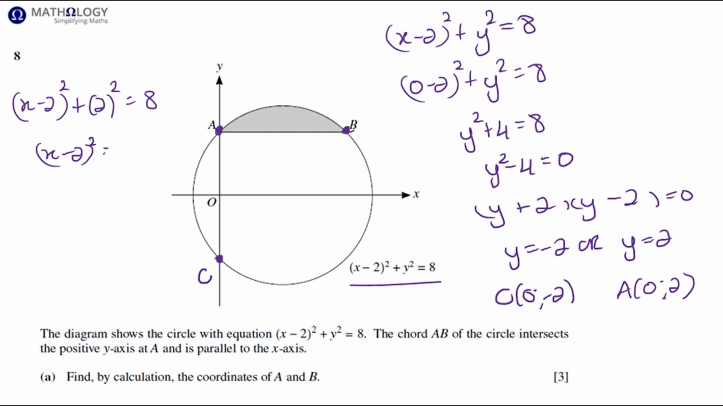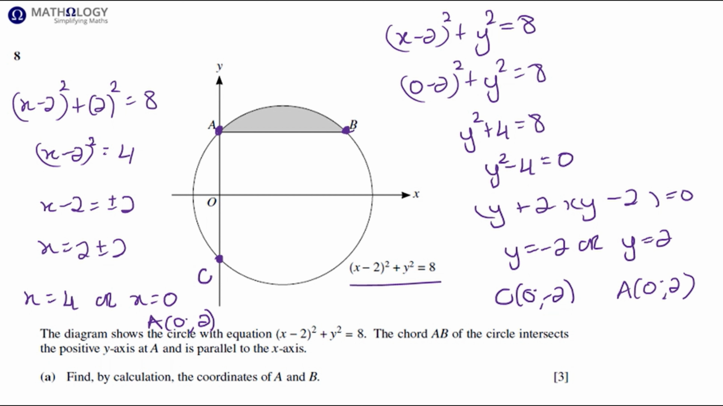X minus 2 all squared equals 8 minus 4, which is 4. We square root both sides. X minus 2 equals plus or minus 2. X equals 2 plus or minus 2. So therefore x equals 2 plus 2, which is 4, or x equals 2 minus 2, which is 0. Now, where x equals 0, this is the point 0, 2, which means that B is the point 4, 2. So A is 0, 2 and B is 4, 2.